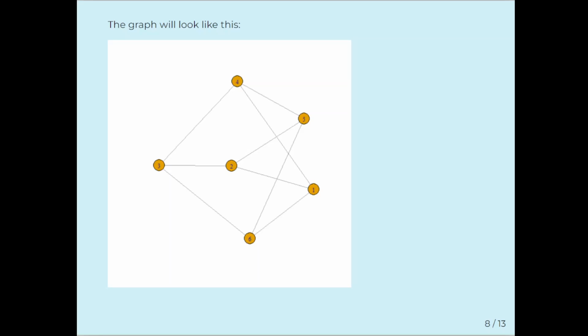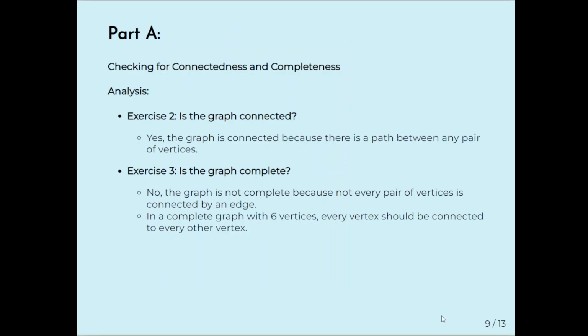So moving on to the next part about connectedness and completeness of the graph. Exercise 2 of part A. Is the graph connected? Yes, the graph is connected because there is a path between any pair of vertices. Okay. Exercise 3, is the graph complete? And remember, it's complete, not bipartite complete. So just, is it complete? Straightforward question. No, the graph is not complete because not every pair of vertices is connected by an edge. In a complete graph with 6 vertices, every vertex should be connected to every other vertex. Okay, and that's not the case here. There are quite a lot of zeros in the adjacency matrix.